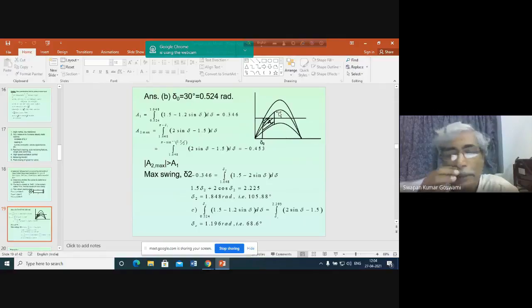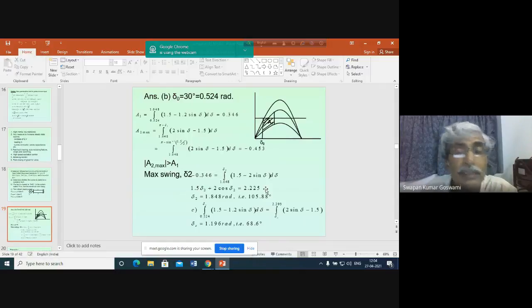Now note one thing here. What is the limit of stability? That is delta equal to 90 degree. But you see that this generator, during swing, during transient condition, is actually crossing that 90 degree. But this is not the stable operating point. This is the maximum swing. That means it may cross 90 degree, but if the system is stable, it will come back to an angle less than 90 degree, and there the system will be running at stable condition. So 105.88 is the maximum swing, but the stable point will always be less than 90 degree.